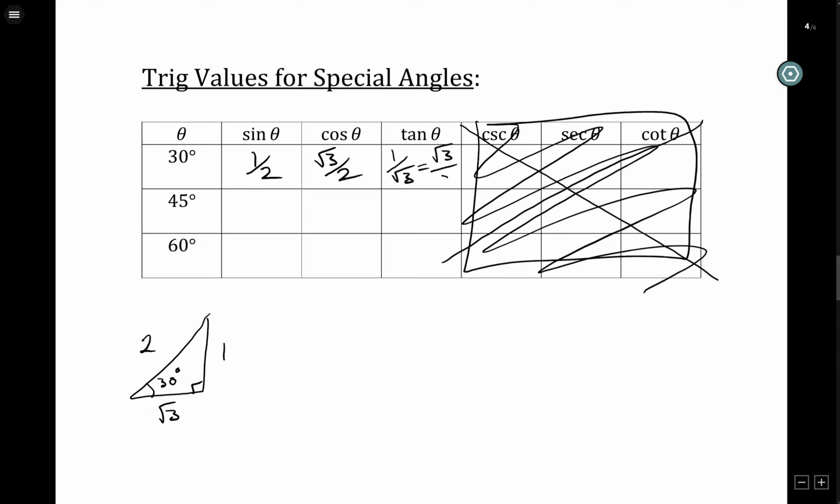Typically, we like to write this as root 3 over 3, where I multiplied by root 3 on the top and the bottom to get the root 3 off the bottom. So this is what tangent is.